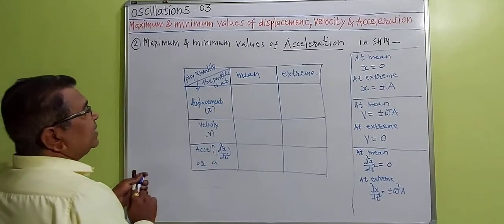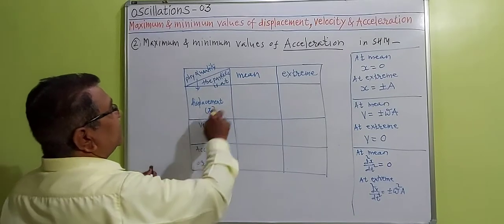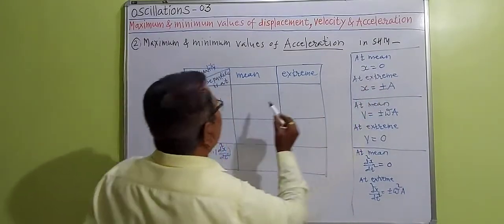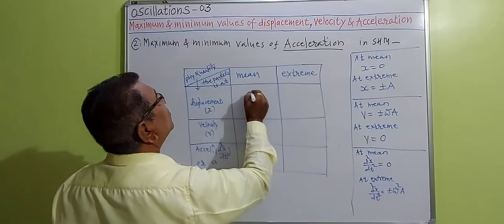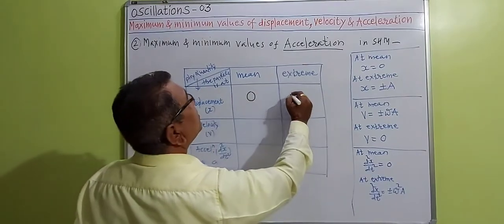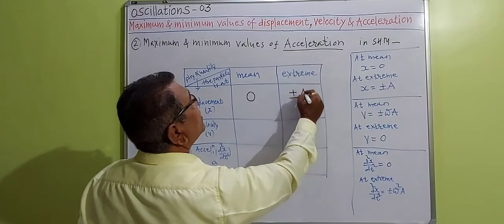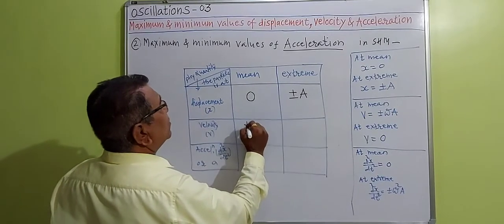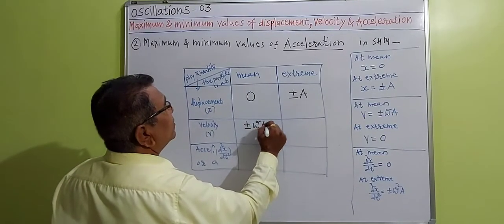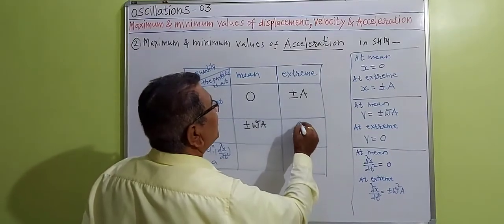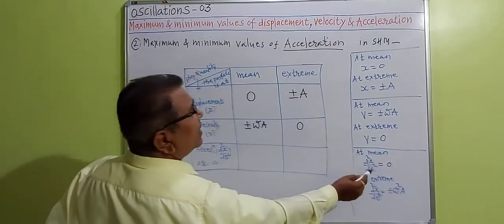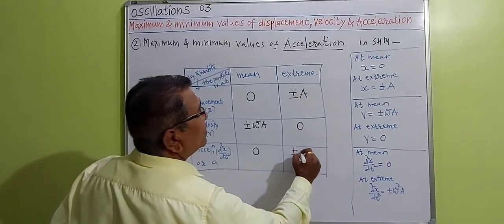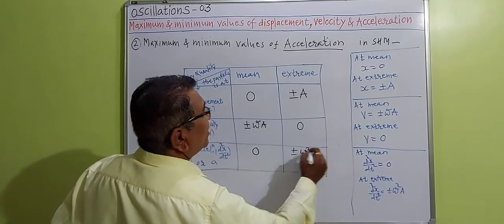Then what is the minimum and maximum value? Displacement x at mean position: see here, displacement at mean position x is equal to 0. Displacement at extreme position x is equal to plus or minus a. Velocity at mean position is plus or minus omega a. Velocity at extreme position is 0. Acceleration at mean position is 0. Acceleration at extreme position is equal to plus or minus omega square a.